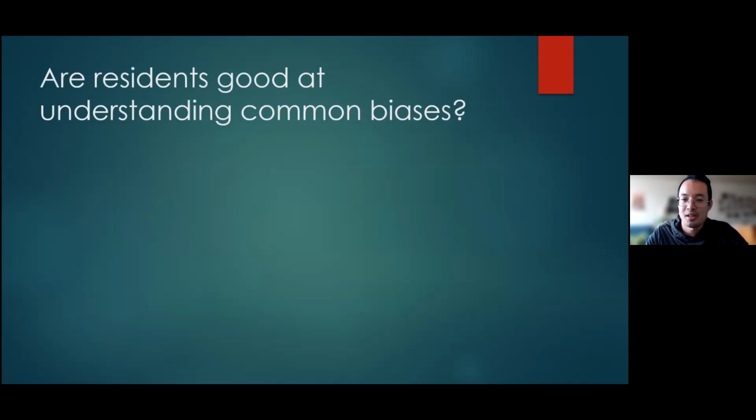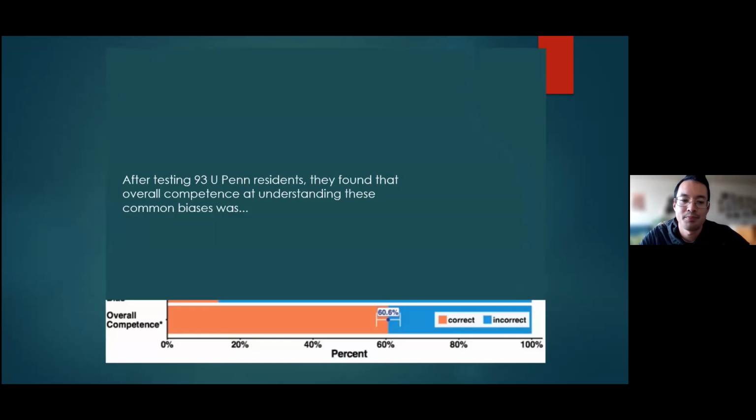So what about us? Are we good at understanding common biases? So they did a study at UPenn. They asked 180 residents, only 93 replied, and they gave them a kind of quiz, and they found that overall competence was about 60.6%, which is pretty low if you ask me. So I kind of wanted to see how we did on a few of these.